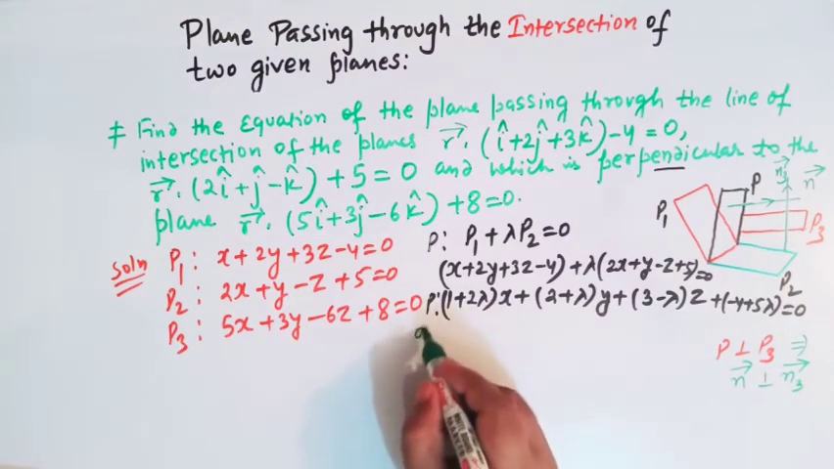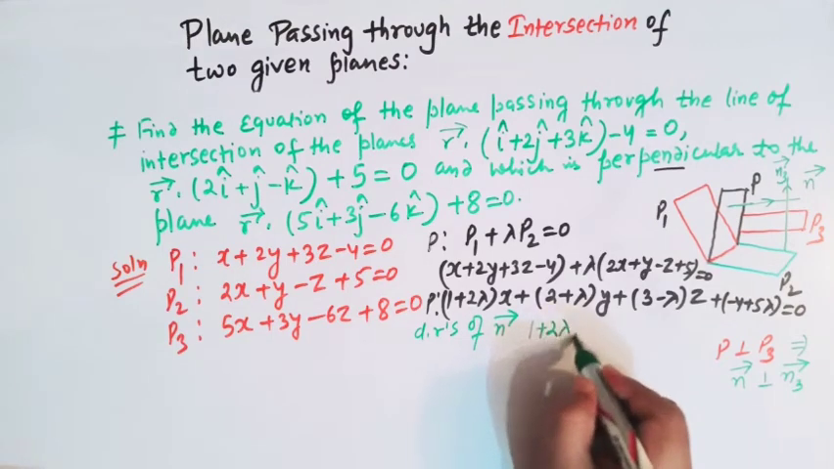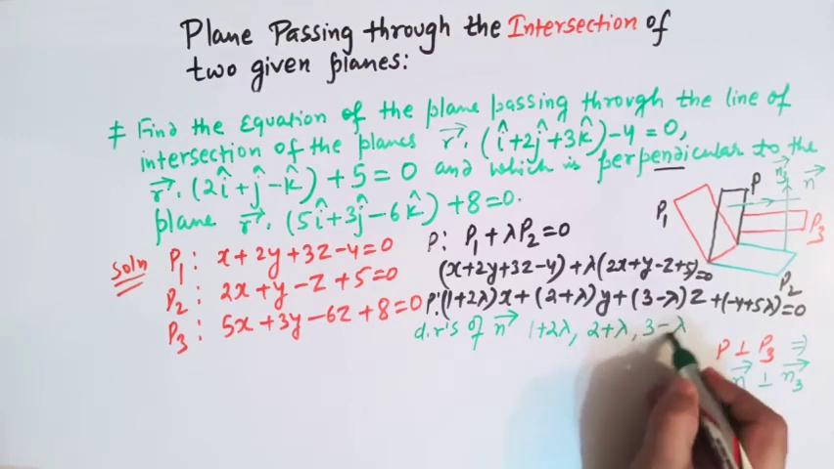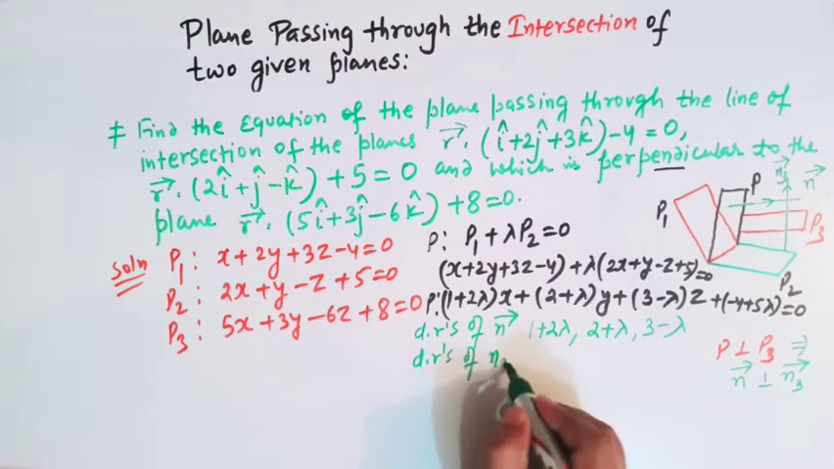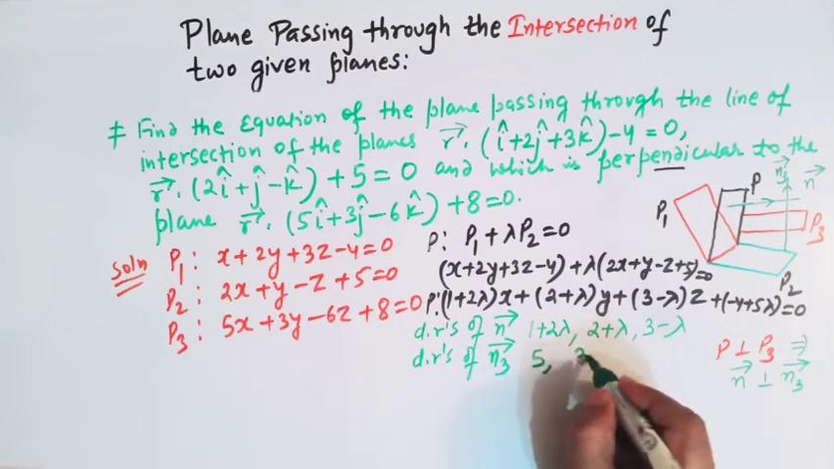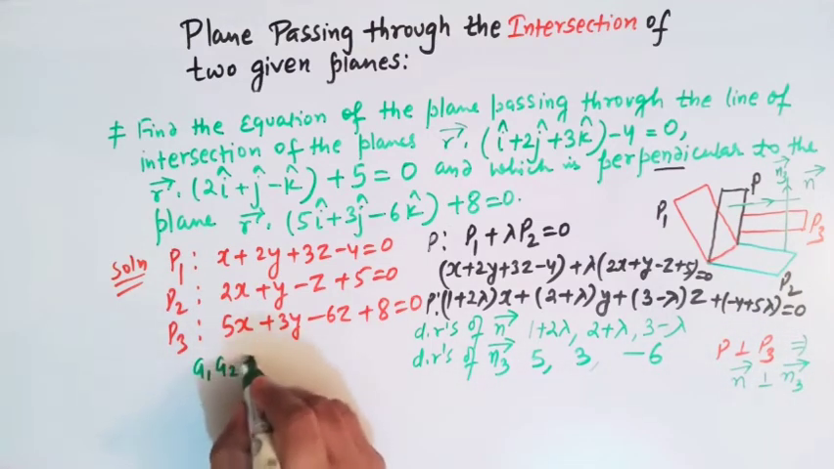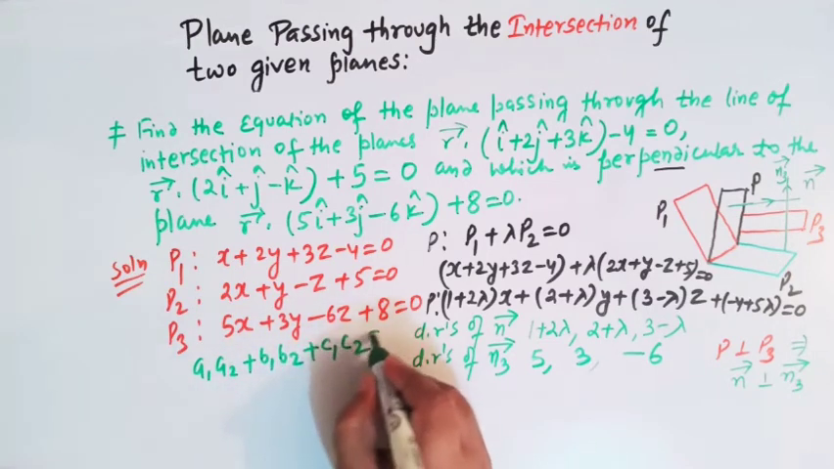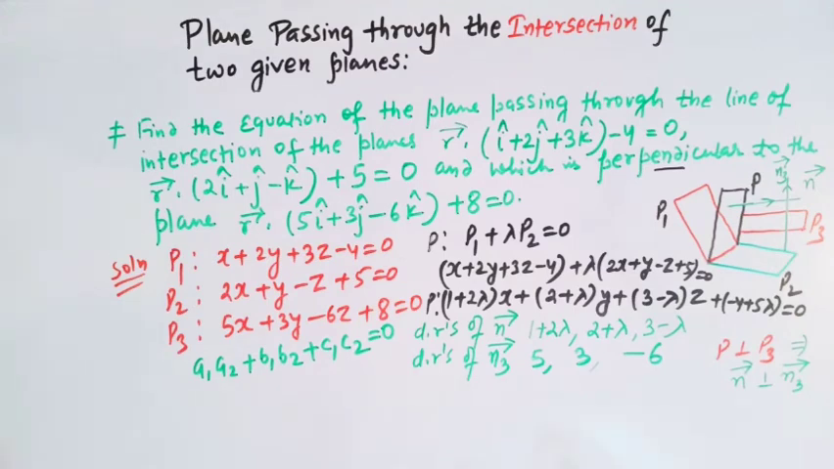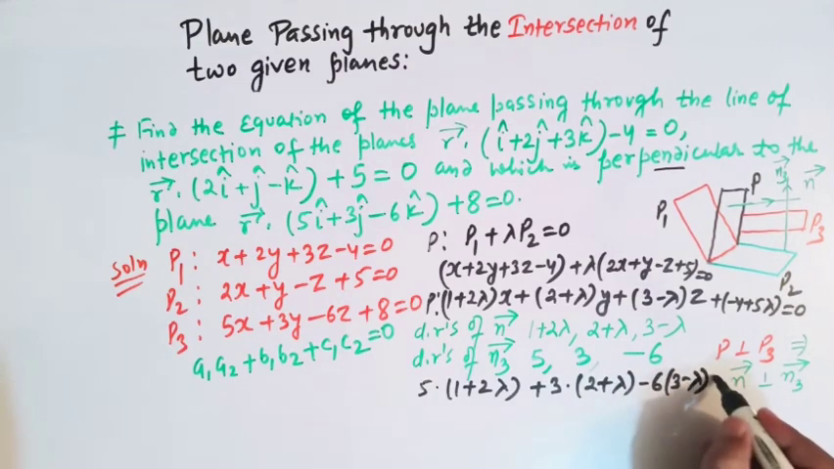Now the direction ratios, dr's of vector n, this normal vector, are 1 plus 2 lambda, 2 plus lambda, and 3 minus lambda. And the dr's of vector n3, this n3 vector, are 5, 3 and minus 6, right? Now we know that when two vectors are perpendicular, then the condition is a1 a2 plus b1 b2 plus c1 c2 is equal to 0, right? So what we will do here, we will multiply term by term and then we will add. So we have 5 times (1 plus 2 lambda), then we have 3 times (2 plus lambda), then we have minus 6 times (3 minus lambda) equal to 0.